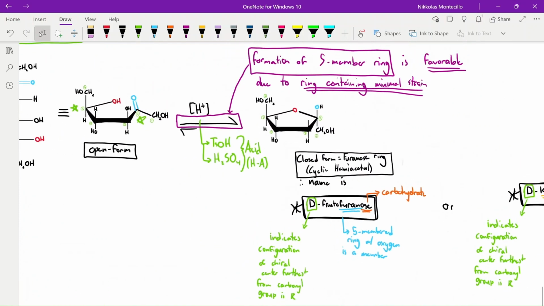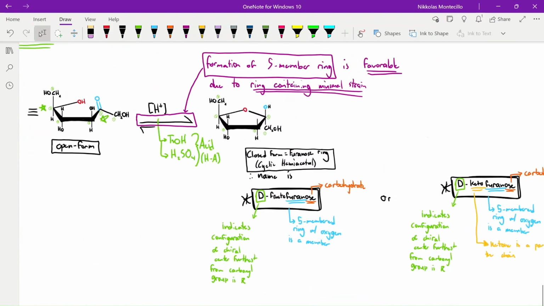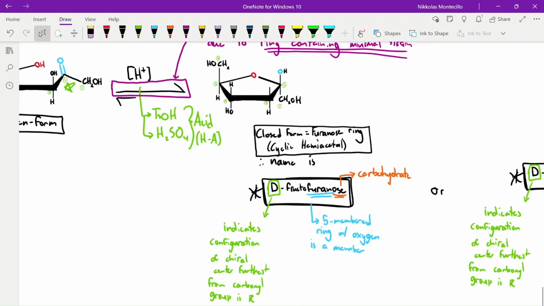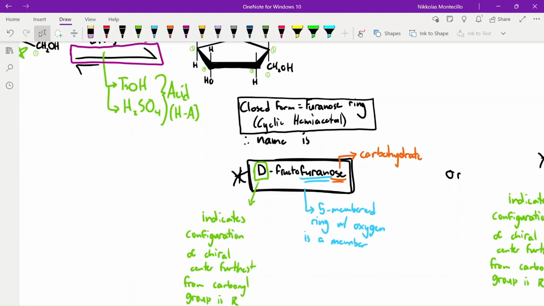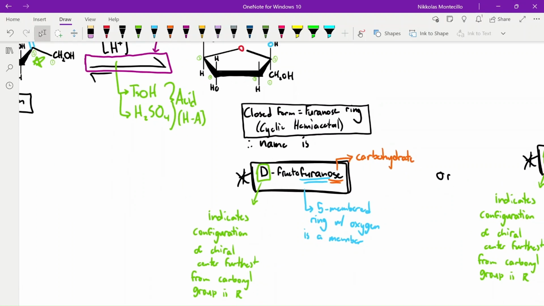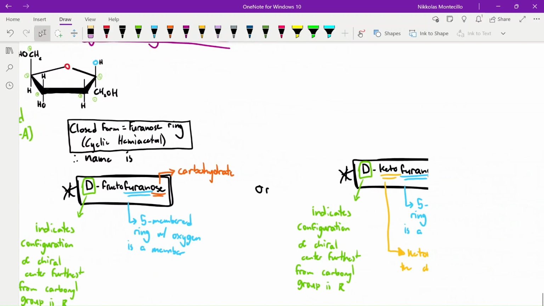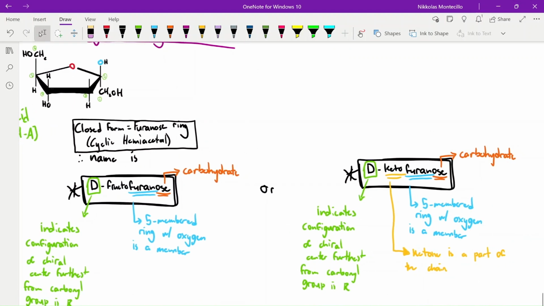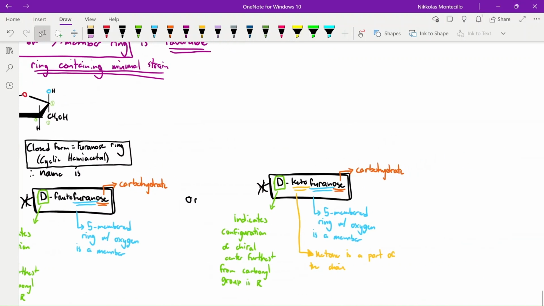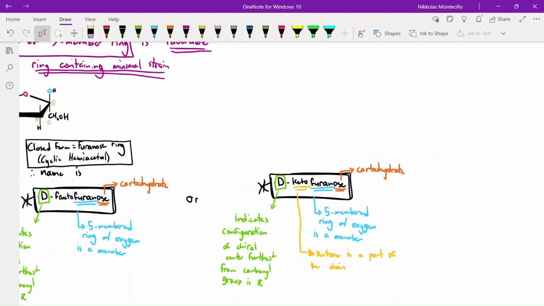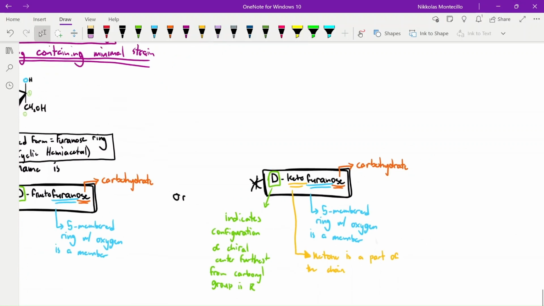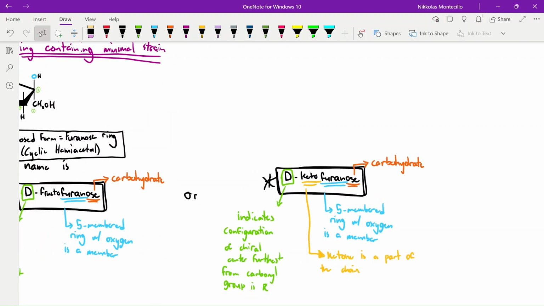Okay. And if we were to break the name down, we would see here that in D-fructofuranose, D just indicates that the configuration of the chiral center furthest from the carbonyl group is R. Furan just indicates that the five-membered ring has an oxygen as a member, and then ose just indicates that this is a carbohydrate. Similar naming system we see here: D-ketofuranose. Keto just refers to the fact that the ketone is a part of the chain.